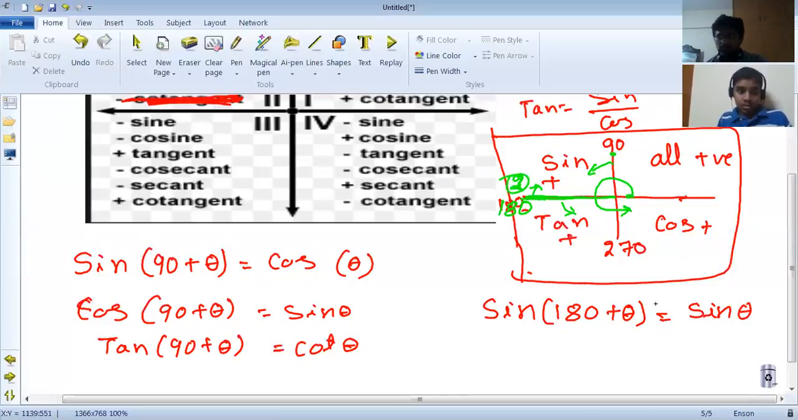Now, 180 plus something will be in the third quadrant. Here it is sine theta. So if it is 180, the trigonometric function won't change; whichever trigonometric function it is, you will get the same one. And 180 plus theta means the third quadrant. In the third quadrant, will the sign become positive or negative? Negative. So you will get minus sine theta. Understood?